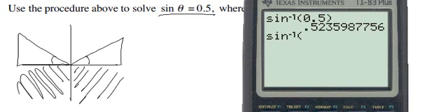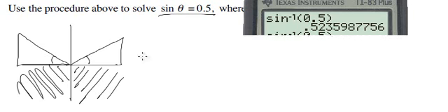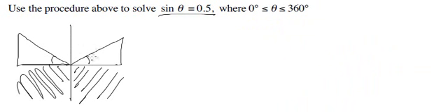Now, if you do that same calculation again, it'll say, if sine is 0.5, you must be on a 30-degree reference angle. All right? So, that means one of two things. Either we're in this triangle with a reference angle of 30, or we're in this triangle, again with a reference angle of 30.